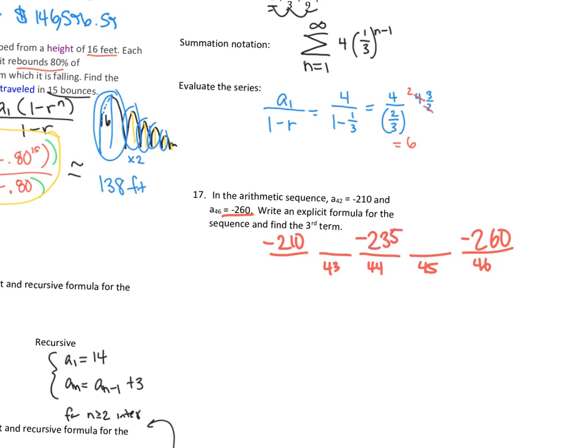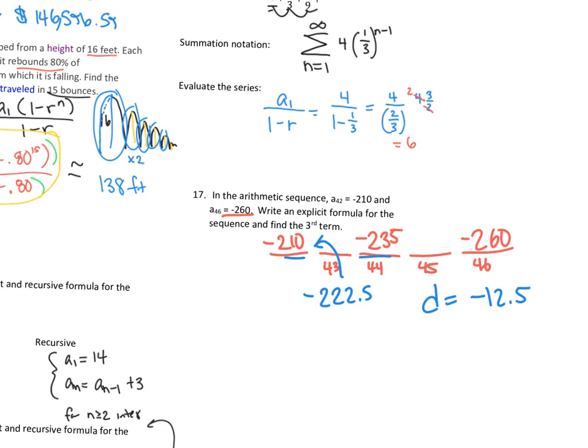Now the reason I'm doing this is I'm trying to figure out what the common difference is. So I know that I can find the arithmetic mean of these two, and that's going to give me -222.5. So now the common difference is -12.5.